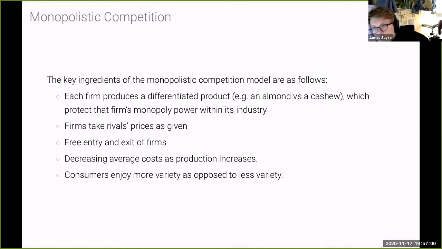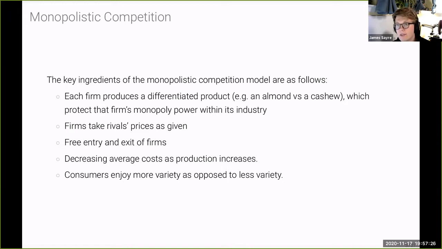The next is free entry and exit of firms. This just means that if there's profits to be had in an industry, then firms can freely enter. There's no barriers to doing so. But also if firms are going to make a negative profit, then we're not going to force them to stay in the industry. Once they start making a negative profit, they're free to exit the market and close.